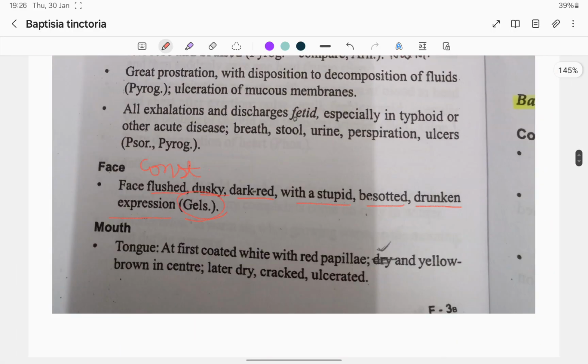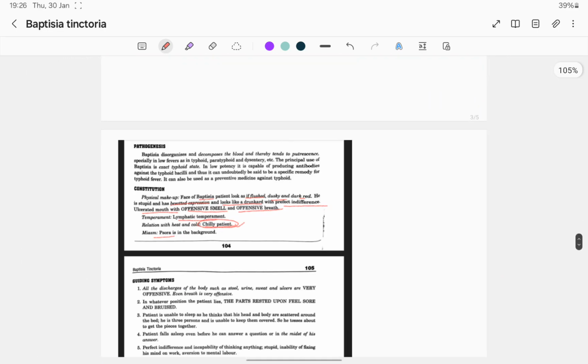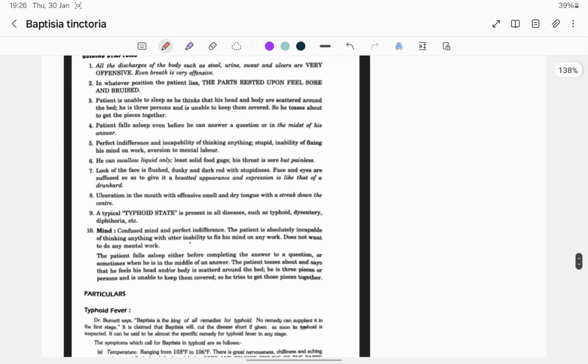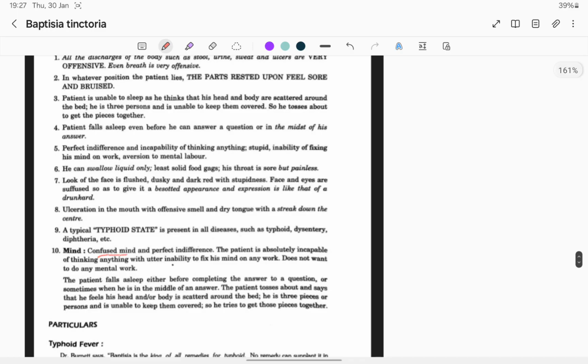So here I am showing in SK Dubey what is written about mind. Confused mind. Perfect indifference. Number one mental symptom: confused mind, perfect indifference. The patient is absolutely incapable of thinking anything, with utter inability to fix his mind on any work.